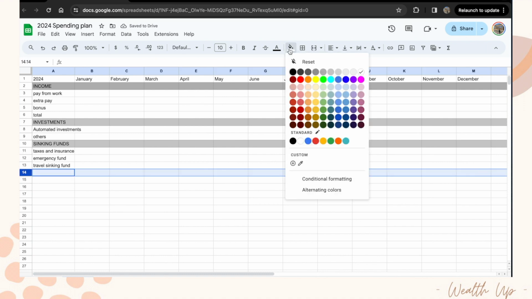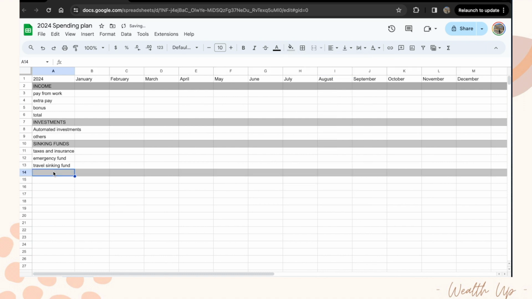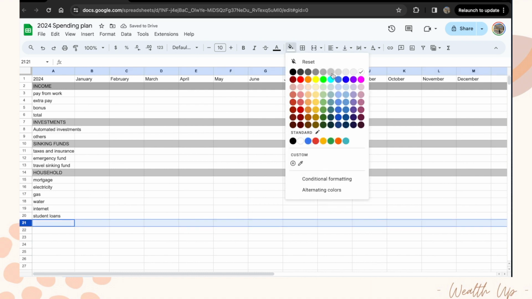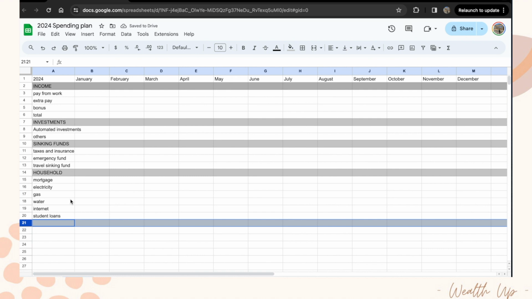In the next section, I have my household expenses. Here I have my mortgage, my electricity, gas, water, internet, and student loans. Of course, these categories will vary depending on your expenses, so you can adjust accordingly.